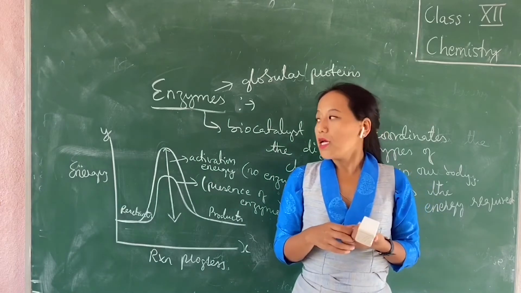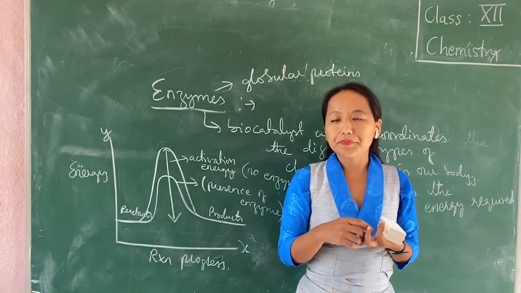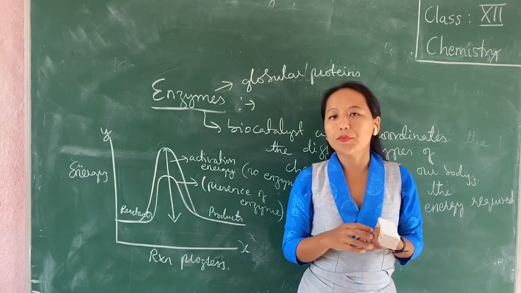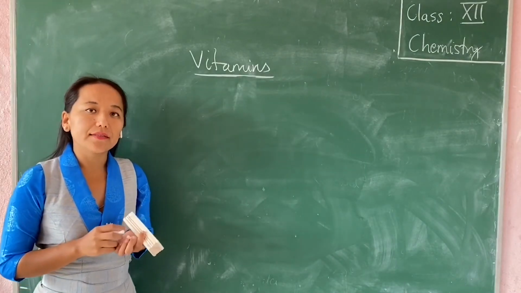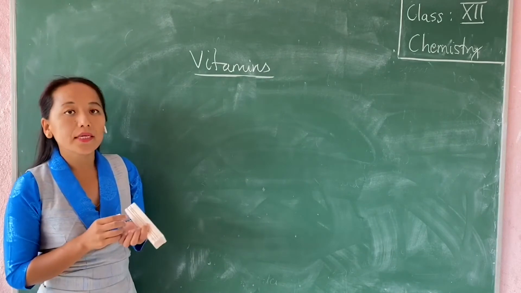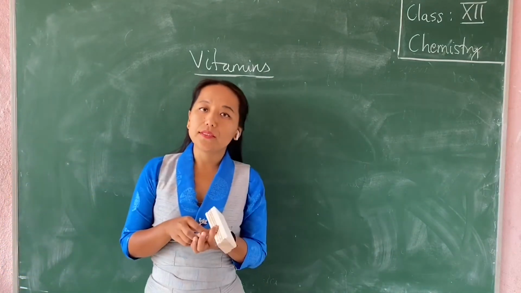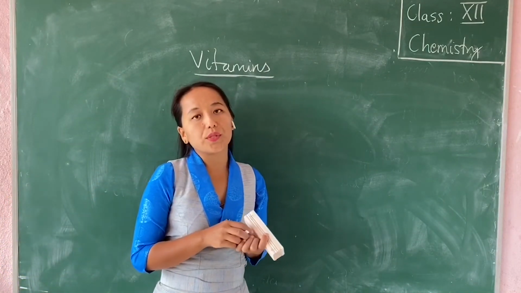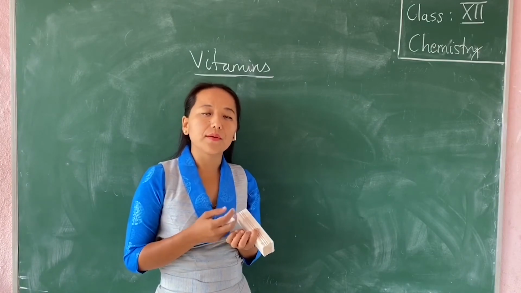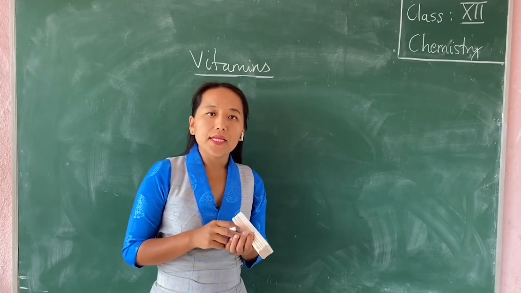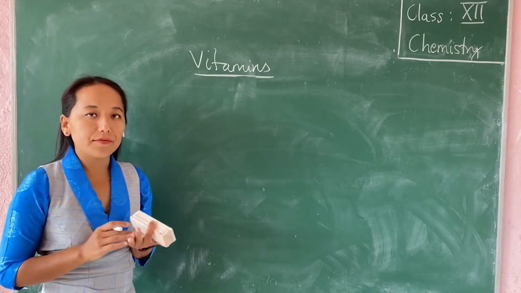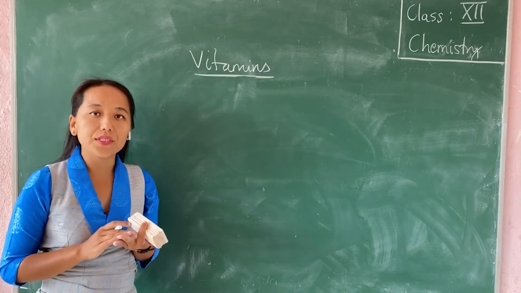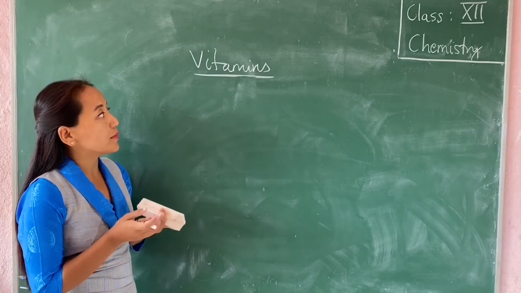That's all for proteins. Now let's move to the next topic, that is vitamins. The third biomolecule that we are going to study under this chapter is vitamins. You might be familiar with this term and you might also know that deficiency of this causes some or the other type of disease. Now under this topic, we are going to study what vitamins are, the classification of vitamins, and the deficiency diseases of these vitamins.